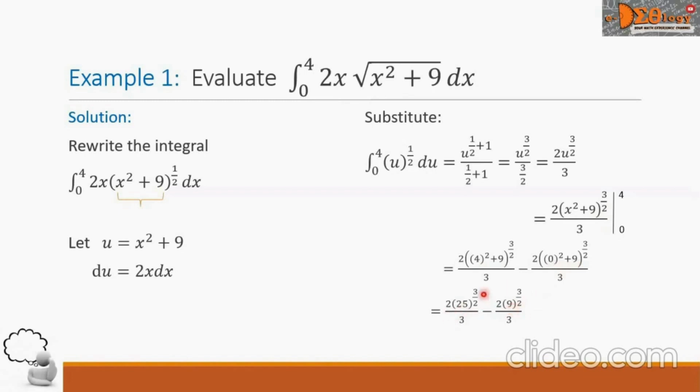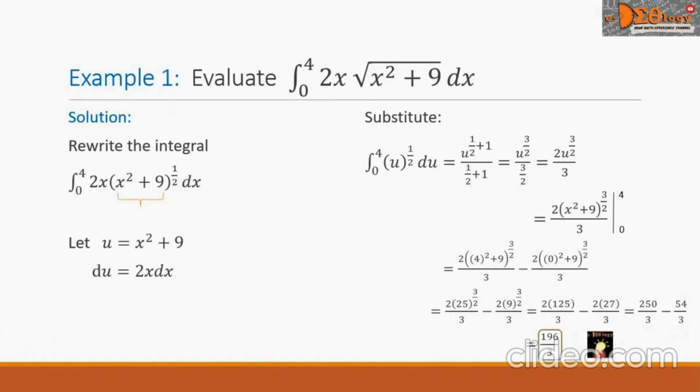This 25 raised to 3 over 2 is simplified into 125, while this 9 raised to 3 over 2 is 27. 2 times 125 is 250. 2 times 27 is 54. We get the difference of the two like fractions. We have this 196 over 3. This is the final answer.